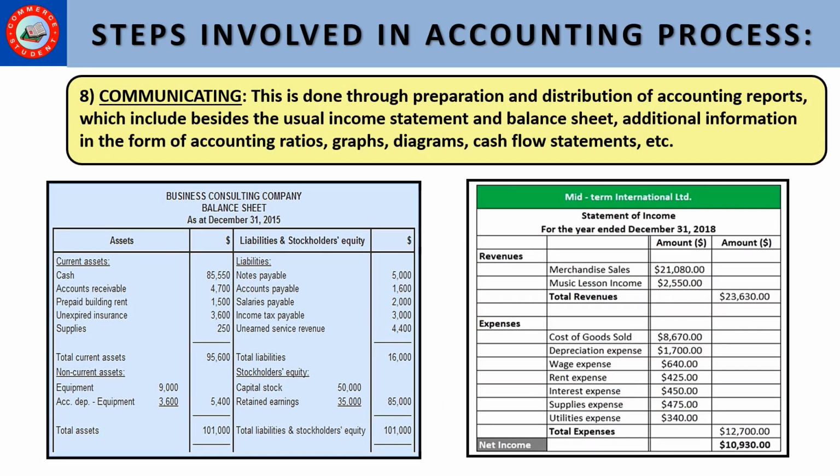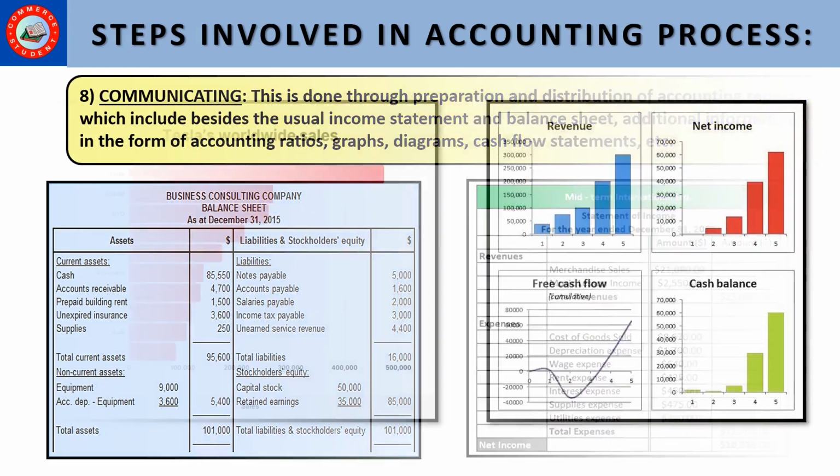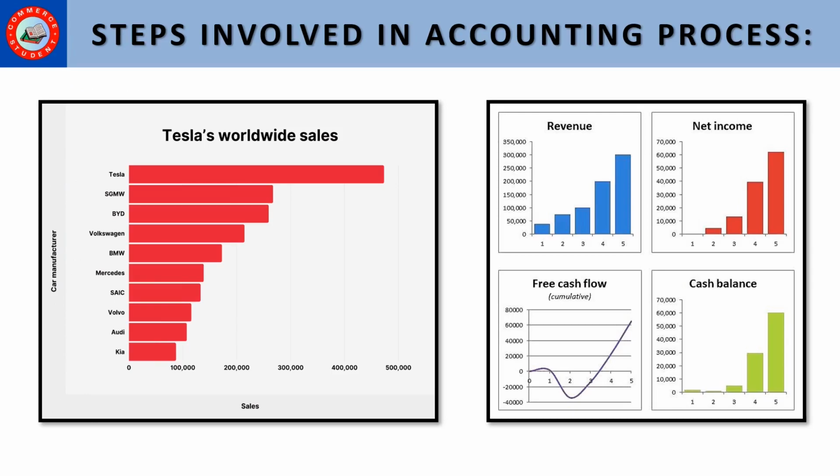The final step is communicating. The accounting information summarized, analyzed, and interpreted needs to be presented in a proper forum to the right people. This is achieved through the preparation and distribution of accounting reports like income statements, balance sheets, accounting ratios, graphs, diagrams, etc.